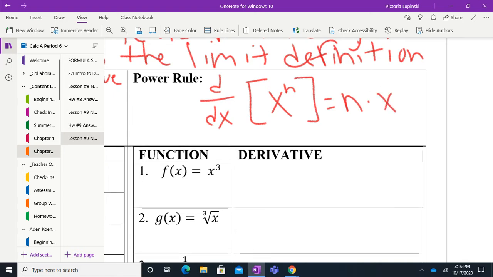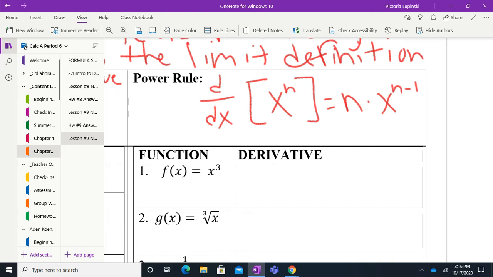Then you're going to take whatever the exponent was, and you're going to raise it to the 1 less power. So again, the way you would describe that in words is you would take the exponent, move it down to the front, then take the variable and go to the 1 less power. So let's take a look at our first example here.